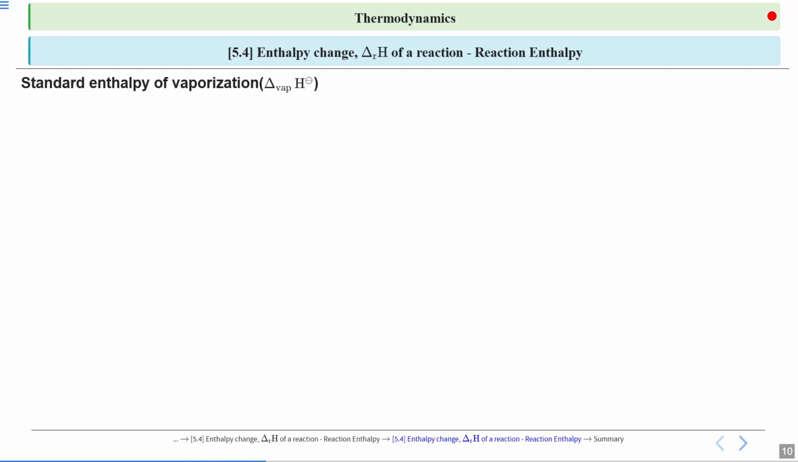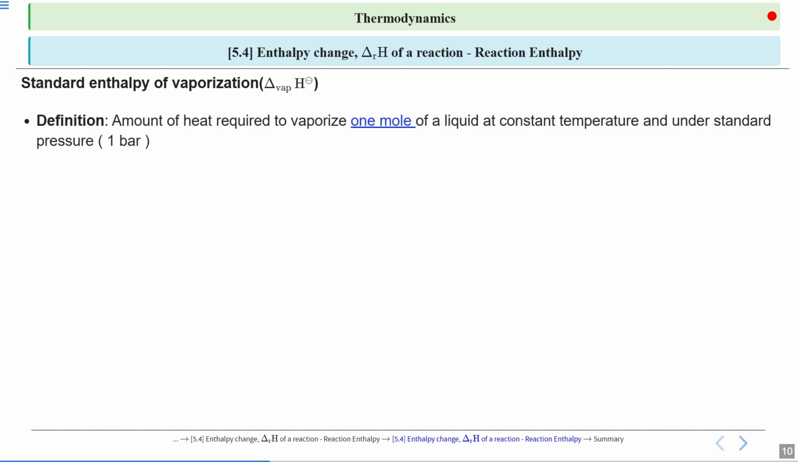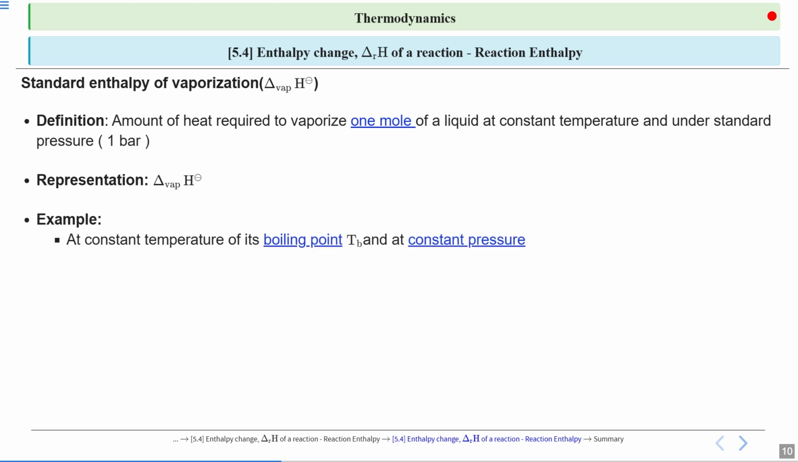Next, let us move on to the standard enthalpy of vaporization. This is the heat required to convert 1 mole of liquid directly into gas, and all of this will happen at 1 bar pressure. Let us try to understand this. This is the representation, which is delta vap H naught. Let's try to understand the same with the help of an example. Suppose we are at a constant temperature, and that temperature is the boiling point. If you are saying that pressure is standard, that will be taken as 1 bar. So two things are there: the boiling point will be according to the liquid that we are taking, and the pressure will be 1 bar.